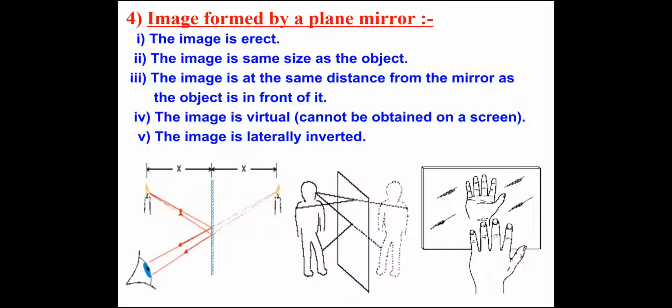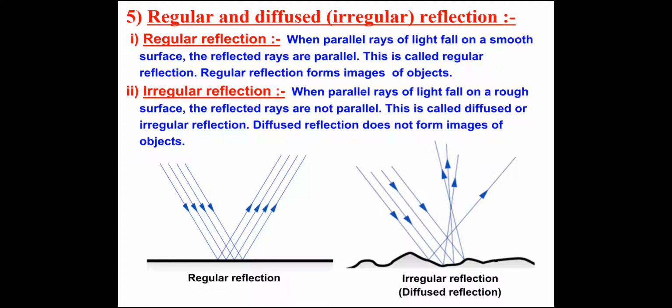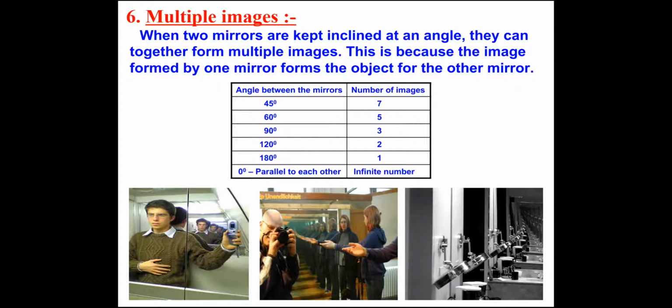And the next point is image formed by a plane mirror. Today you are going to learn about multiple images. So what are multiple images? To obtain multiple images, two mirrors are required. When two mirrors are kept inclined at an angle, they can together form multiple images.